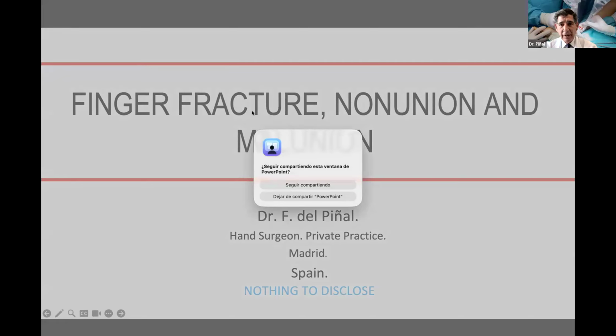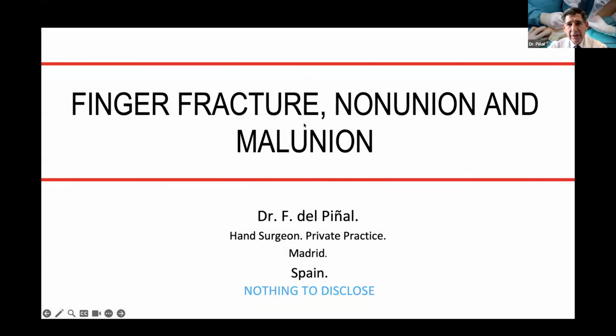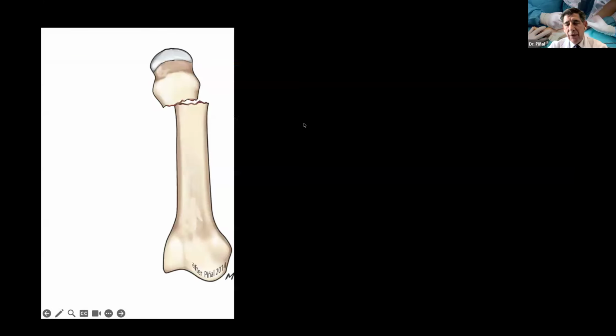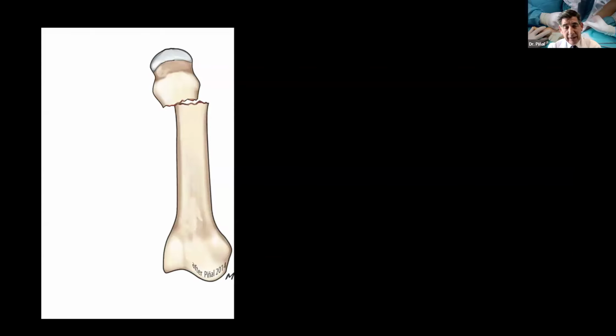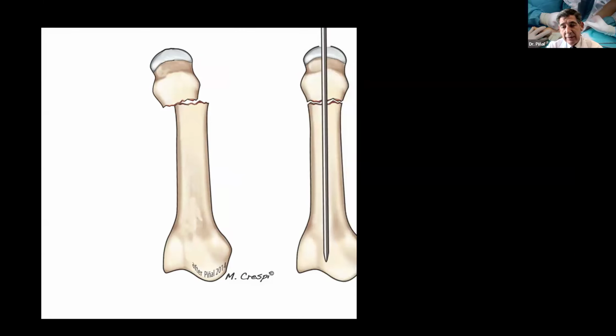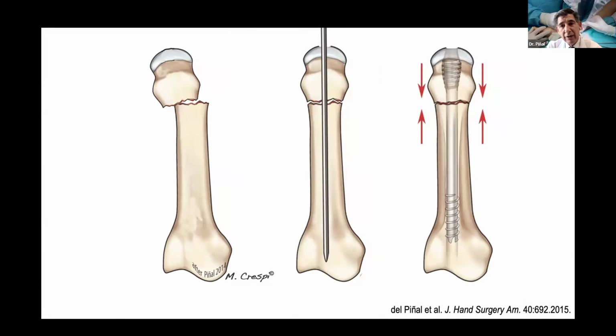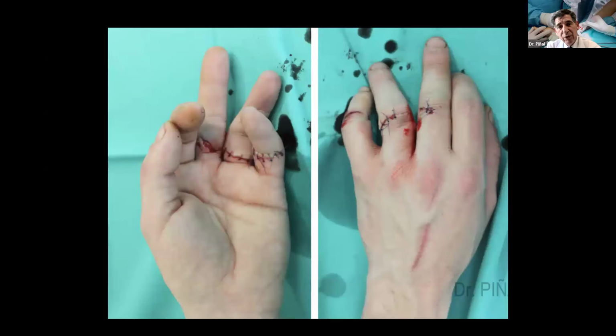So my talk is going to be about finger. The title was fracture non-union and malunion, but I'm going to focus on the use of cannulated headless screws. Okay, so typically the technique is very easy. For metacarpals, for example, you just put the K wire and through that the screw, and you will get compression, and that fracture stability is enough to allow you to move.